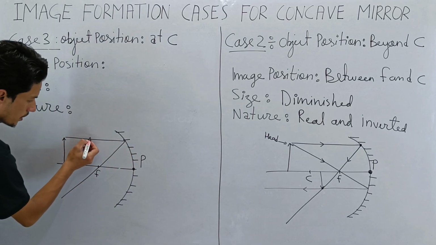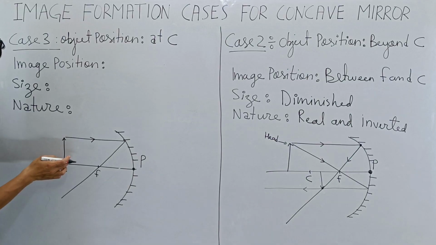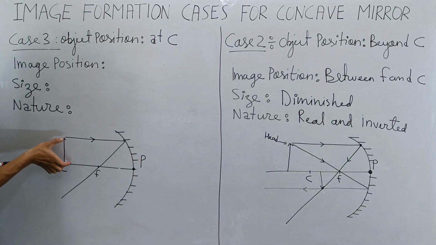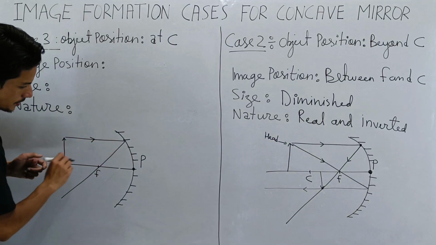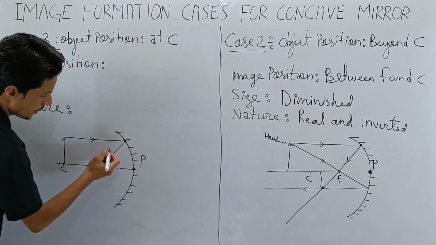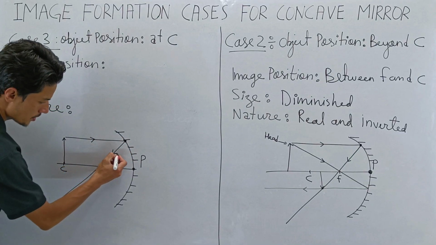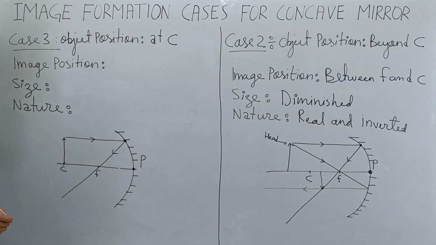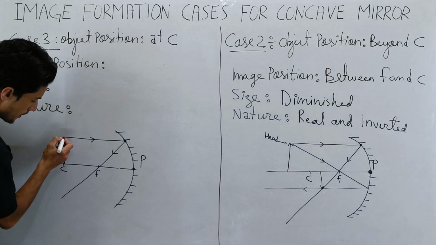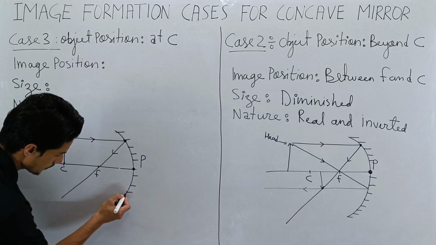This is rule 1. Incident ray traveling parallel to the principal axis. You can see it's parallel to the principal axis. This is the point of incidence. After reflection, it passes through focus. Okay. Now let's draw the second ray using rule number 2.